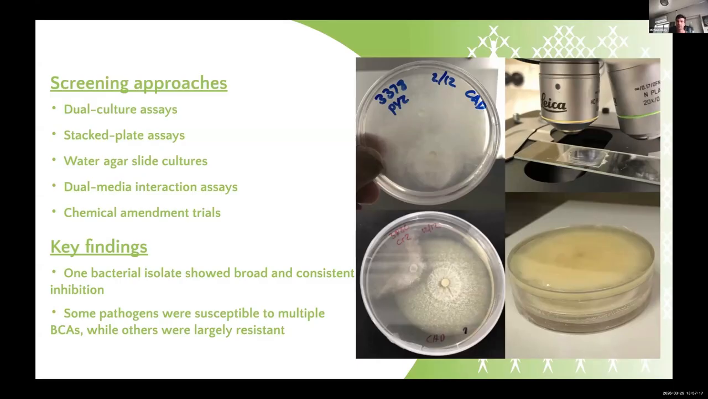Then to compare the biological control agents against traditional methods, there were a series of agar plates prepared with different concentrations of copper and phosphate in them. And then the pathogens were inoculated onto these concentrations. And again, the growth was measured to compare against the stack plates, the initial dual culture assays, and the control plates.